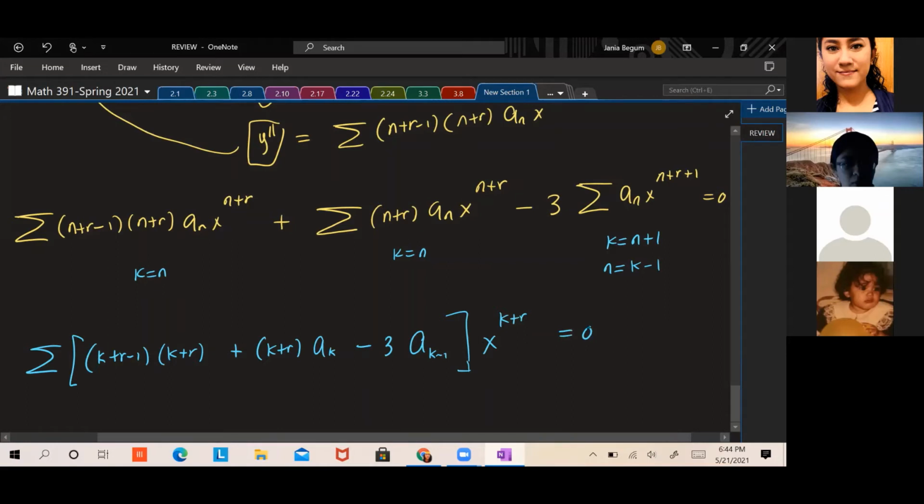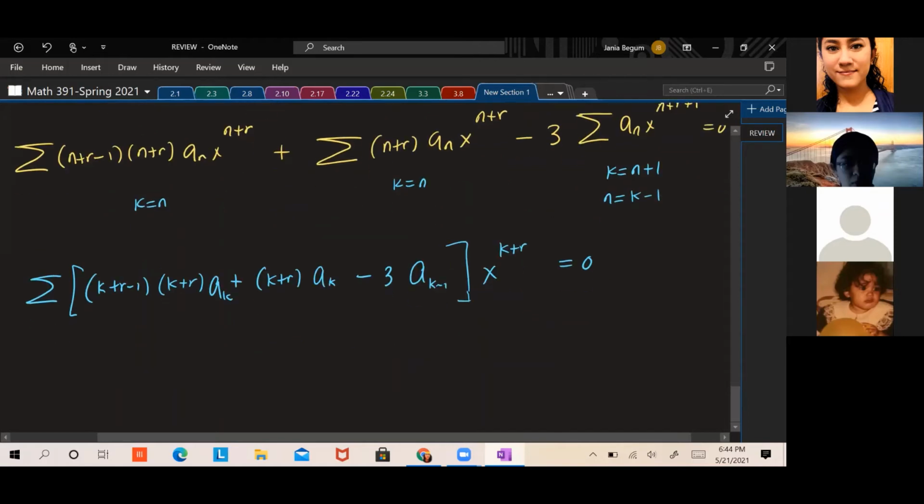I missed something. Yeah, you missed the a sub k. Where is it? Oh, for the first one. Yeah. Thank you. You see, you guys caught me. Good. So now here we set these equal to 0. So which subscript do we solve for?